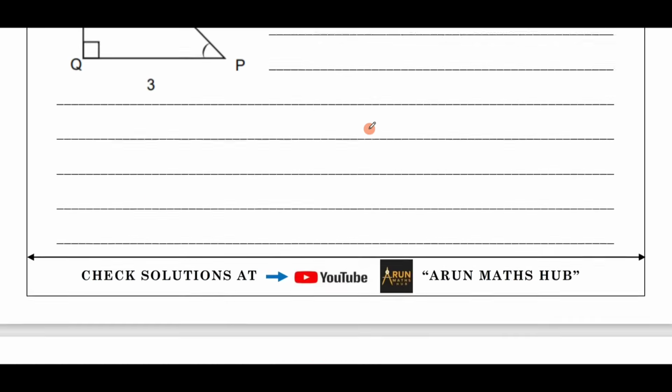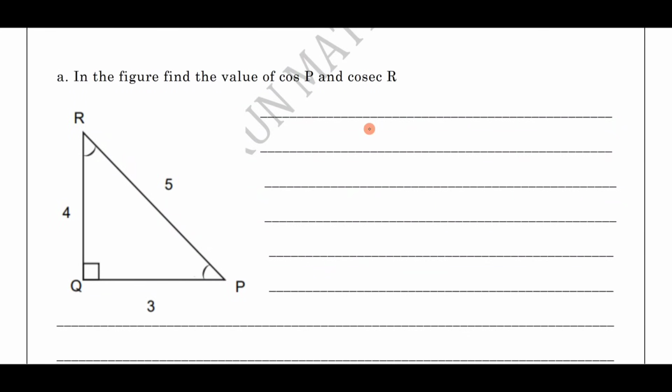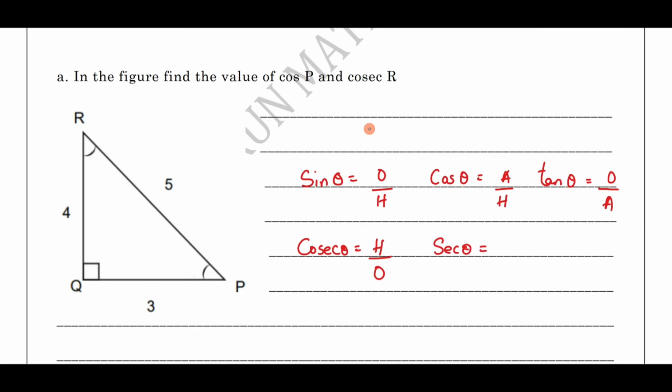First, try to learn the 6 trigonometric ratios. That is, sin theta is opposite by hypotenuse. Next, cos theta is adjacent by hypotenuse. Next, tan theta is opposite by adjacent. Now, the reciprocal of sin theta is cosecant. Cosecant theta is hypotenuse by opposite. Secant theta, the reciprocal of cos theta, is hypotenuse by adjacent.